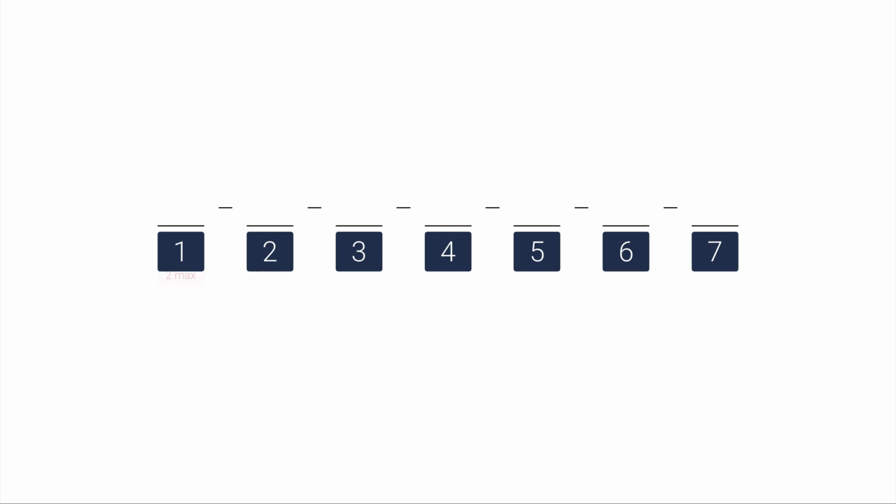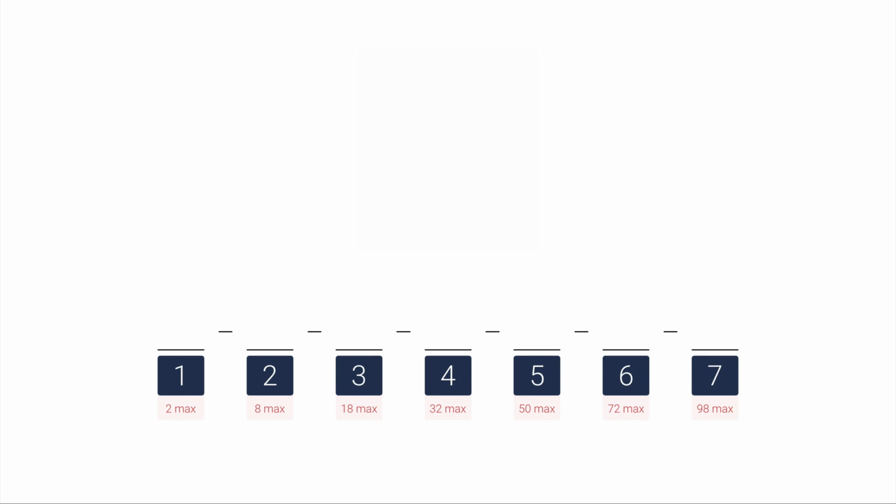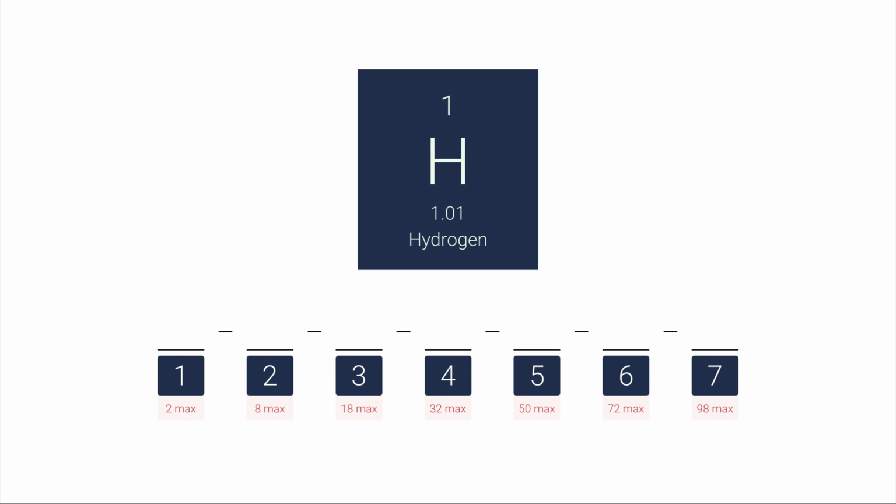So to write simple electron configurations, we write the number of electrons in each shell separated by a dash. So let's try writing the configuration for the smallest element, hydrogen. An atom of hydrogen has one proton and therefore one electron.